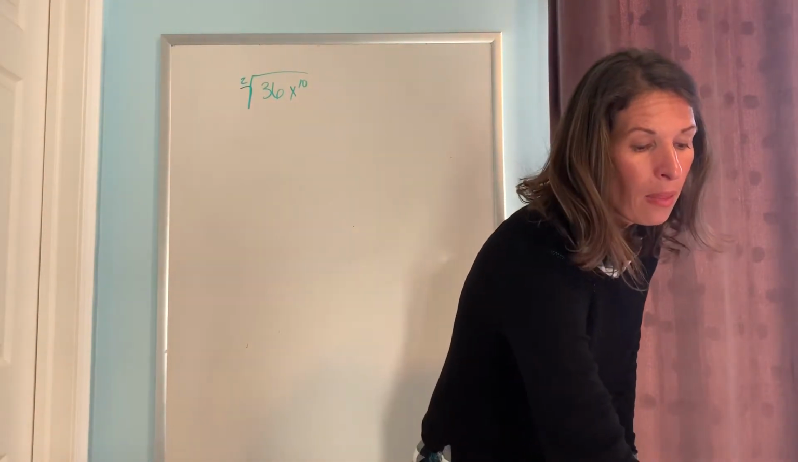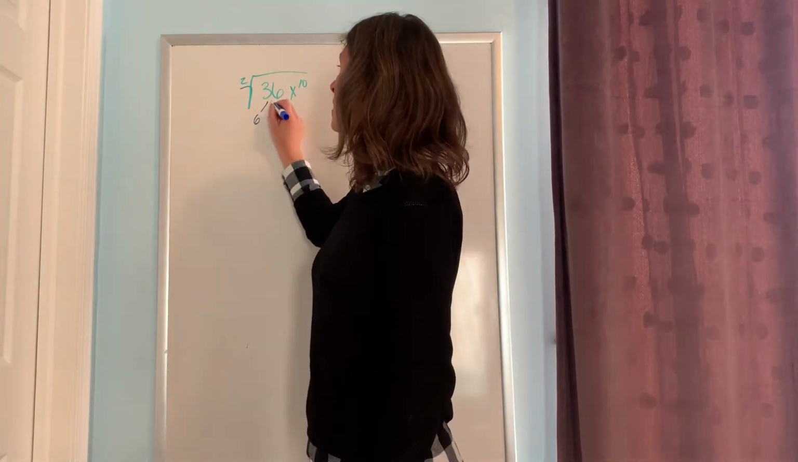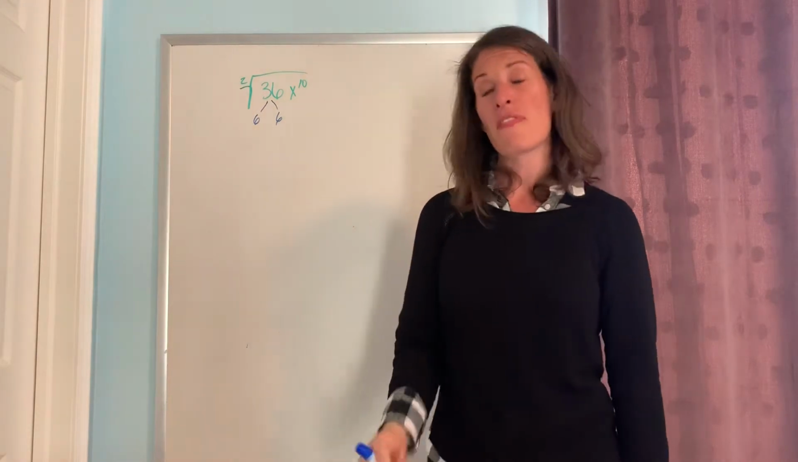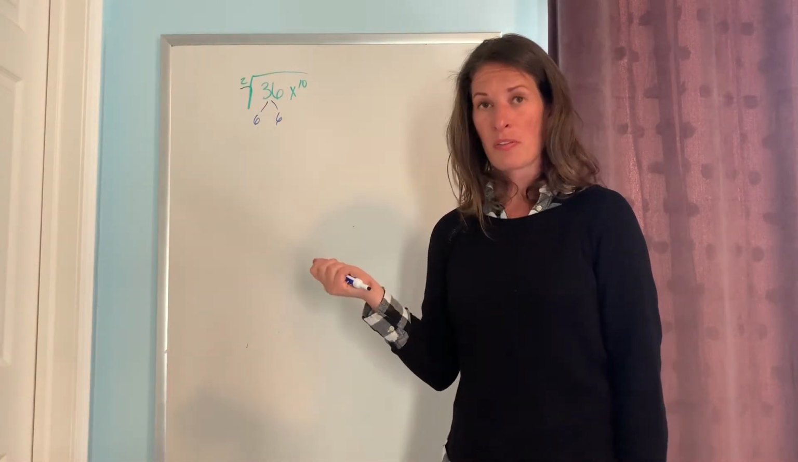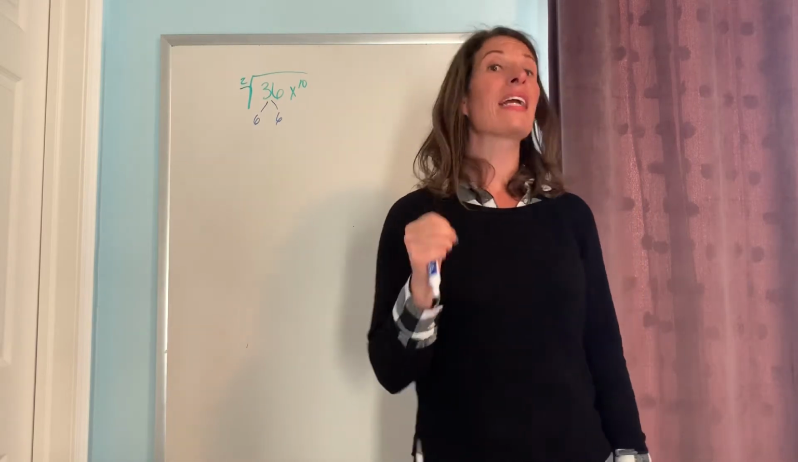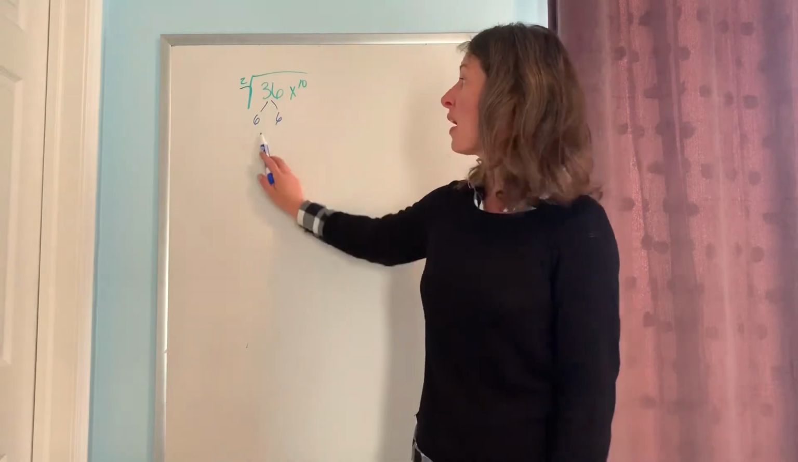Now, the square root of 36 is 6 times 6. I could prime factor that, but I know that that's already a perfect square. If you don't and you prime factor it, that's okay. You're gonna end up with the same number. You're gonna end up with 6.